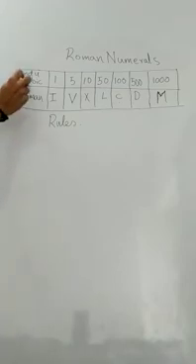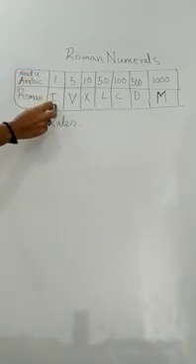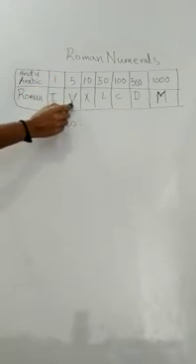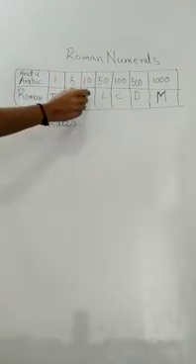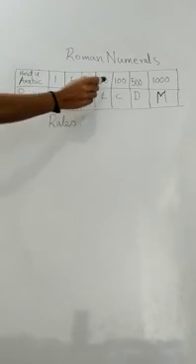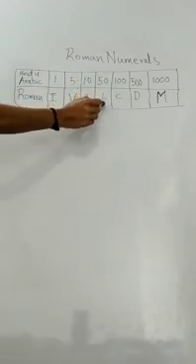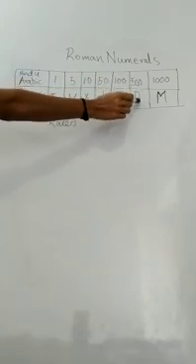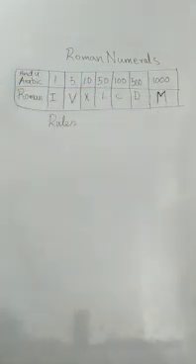Okay. So in Hindu Arabic, 1 is written in this way in the Roman. 5 is written like a V in the Roman. 10 is written like this, as an X. 50 is written as L. 100 is written as C, 500 as D and 1000 as M.